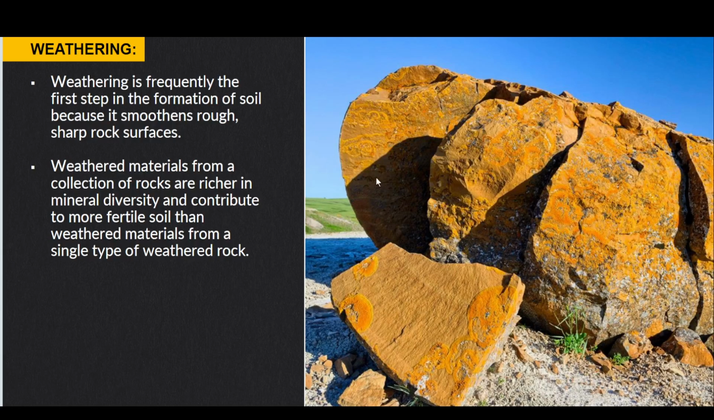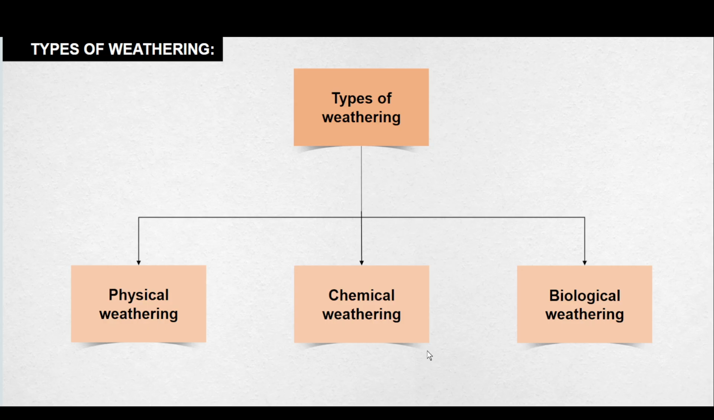So weathering is a process of soil formation. Weathered materials from a collection of rocks are richer in minerals, and they contribute to fertile soil because it has minerals. So there are different types of weathering. I was talking about this. Now let's see in detail. It can be physical, chemical, or biological.